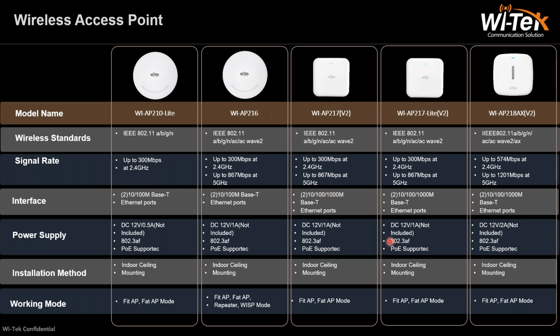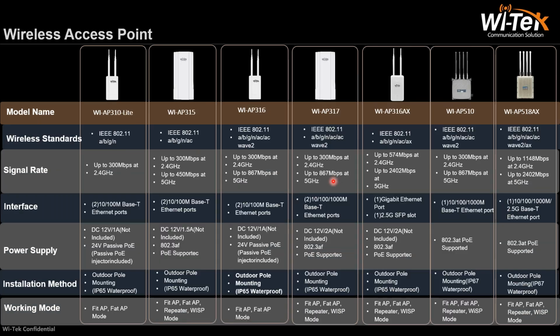These are our wireless access point parameters of the ceiling mount and Wi-Fi 4. This is Wi-Fi 4, Wi-Fi 5, and Wi-Fi 6. For outdoor, the AP310 Lite and AP3106 support the mesh function. Let us quickly review. We also have Wi-Fi 6, Wi-Fi 4, and Wi-Fi 5 for the outdoor wireless access point.